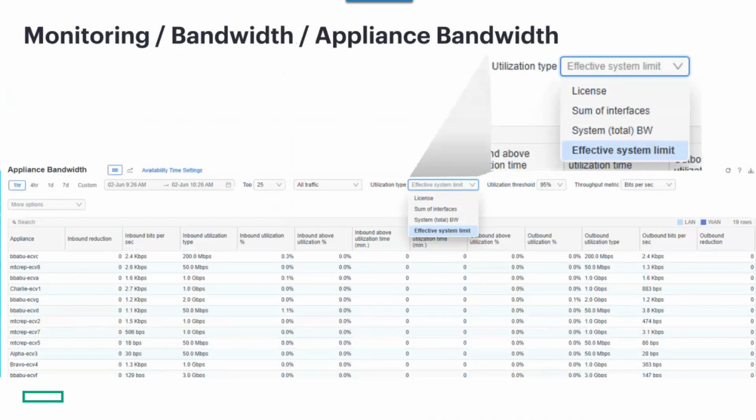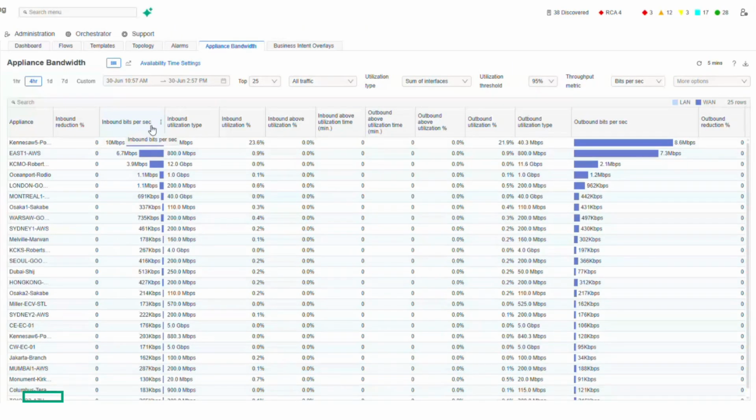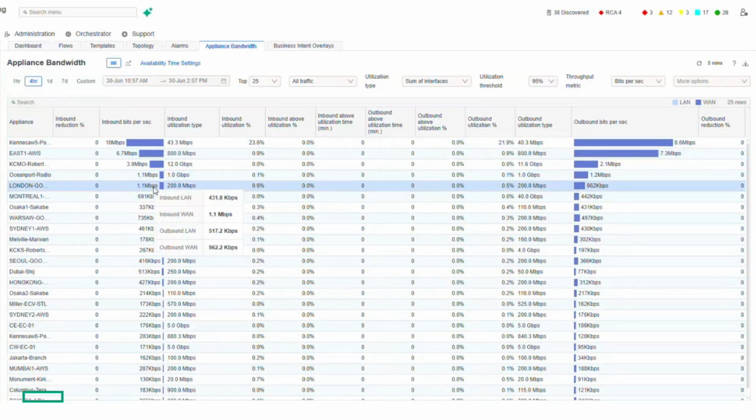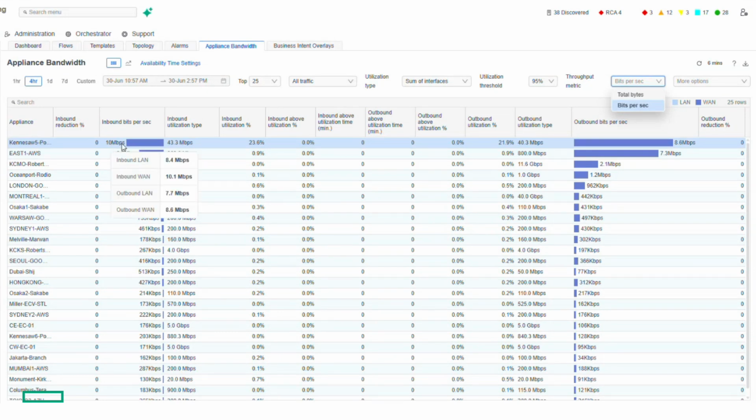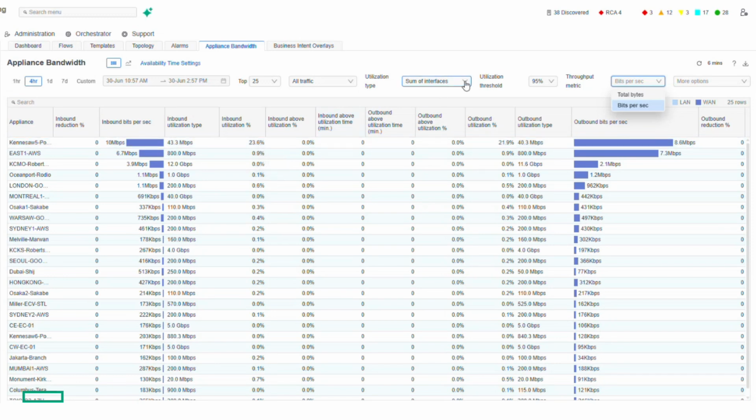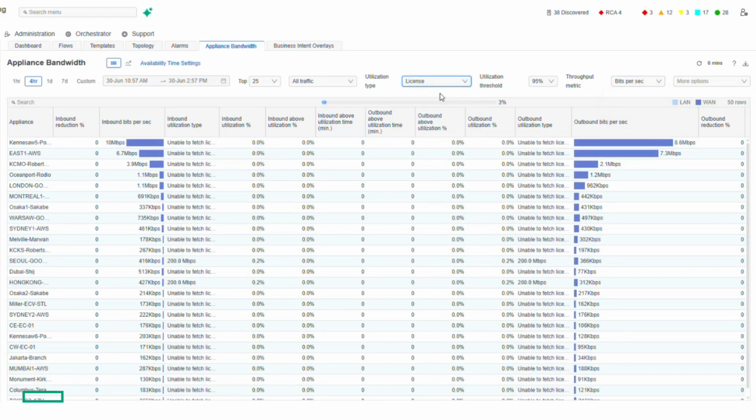In the UI, there's a pull down. What is my container? What am I measuring against? License, sum of interfaces, system total, effective system limit, which would be just the minimum of one of those 3. Inbound is bits per second. We used to put these in bytes. We have a pull down. You can choose bytes, you can choose bits per second. So I have a 10 megabits per second consumption against 43, 23.6% utilization. I can put it against licenses.